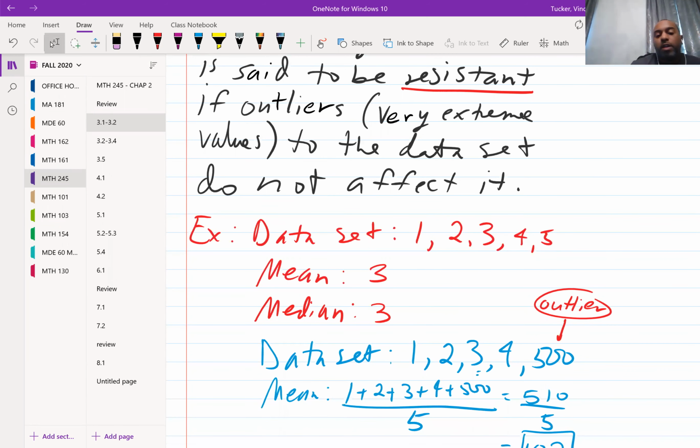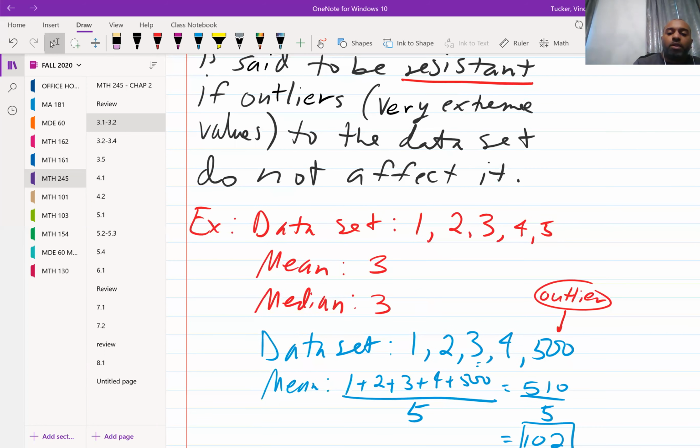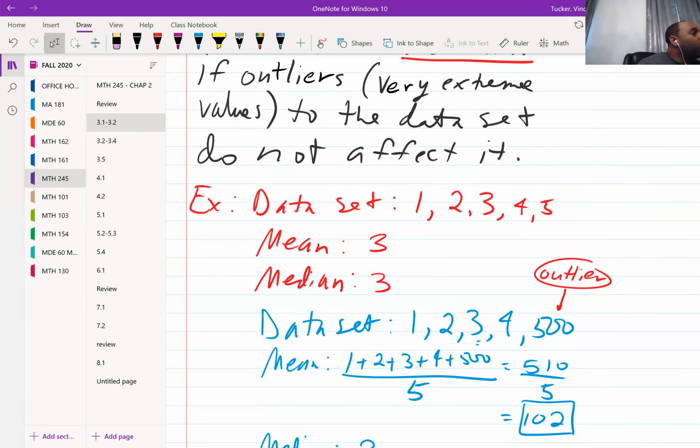So to find the mean, I would add those data values and then divide by 5 because it's 5 data values. So 1 plus 2 plus 3 plus 4 plus 500 is 510. Divide by 5, that'll be 102. So clearly the presence of an outlier changed or affected the mean because the mean was 3, but now it's 102.